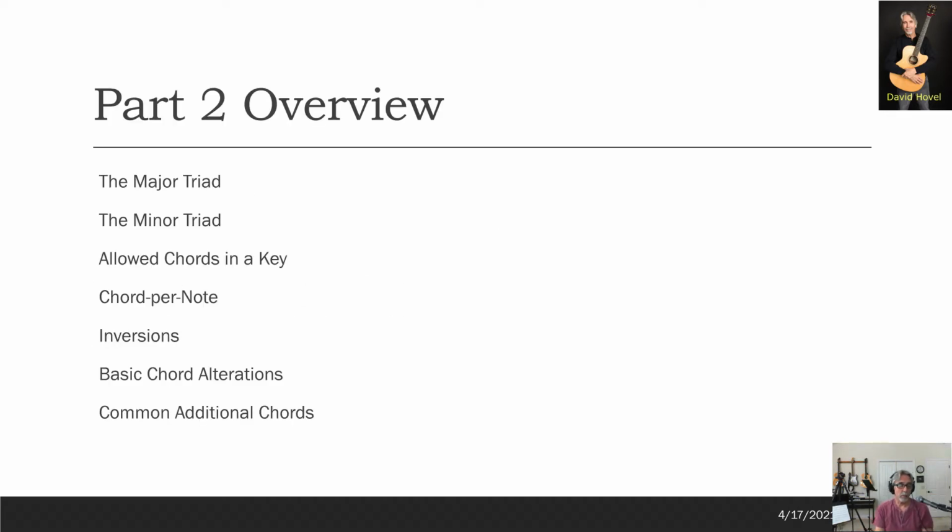So we're going to talk about what's called a triad. A triad is the simplest kind of chord. We're going to talk about what chords you use in a given key, and the association between the chords that you can use in a key and the notes in the key. And we're going to talk about some structural things about chords and about basic alterations, making more interesting and more exotic chords.